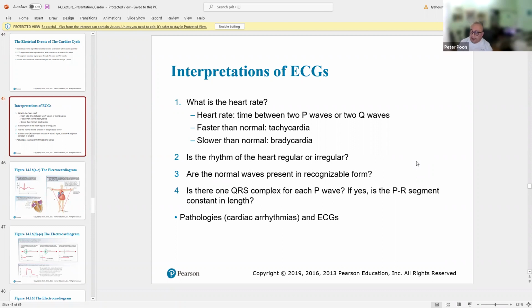So the heart rate. The way I always think about heart rate is from the beginning of one P wave to the beginning of the second P wave. You can use any repeating point, but usually I just use the easiest thing to see, the beginning of the P wave to the beginning of the next P wave.